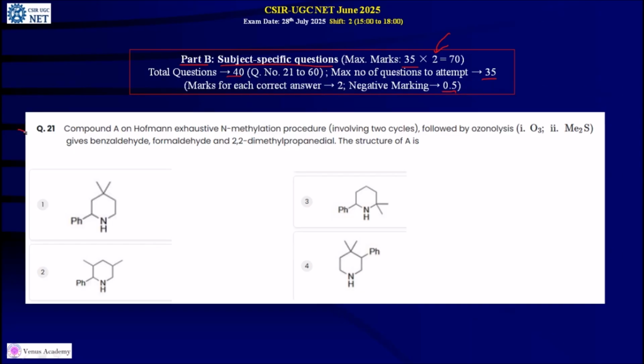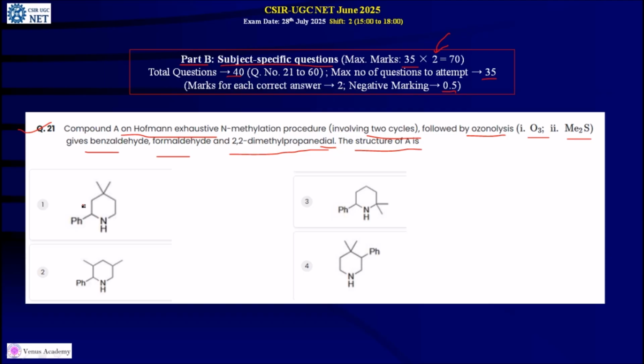Question number 21. Compound A on Hoffman exhaustive N-methylation procedure involving 2 cycles followed by ozonolysis using ozone followed by dimethyl sulfide treatment gives benzaldehyde, formaldehyde and 2,2-dimethyl propane diol. This is a diol, meaning dialdehyde. The structure of A is, let us take this.